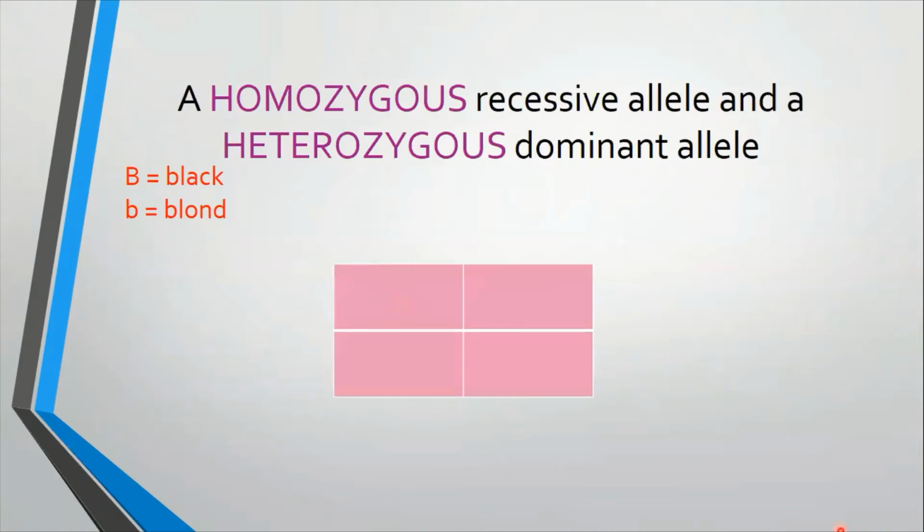Okay, here we have some exercises. This is the first exercise. It says complete this Punnett Square. First, it says a homozygous recessive allele. We must know which is the recessive and which is the dominant. Here the capital B is the dominant one, and the small b is the recessive one. So, a homozygous recessive allele. Homozygous, like we said, means having the same or identical alleles.